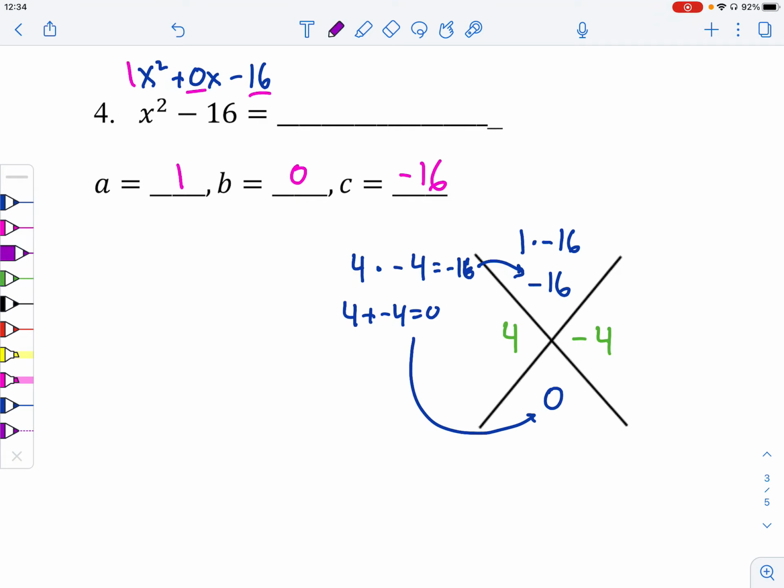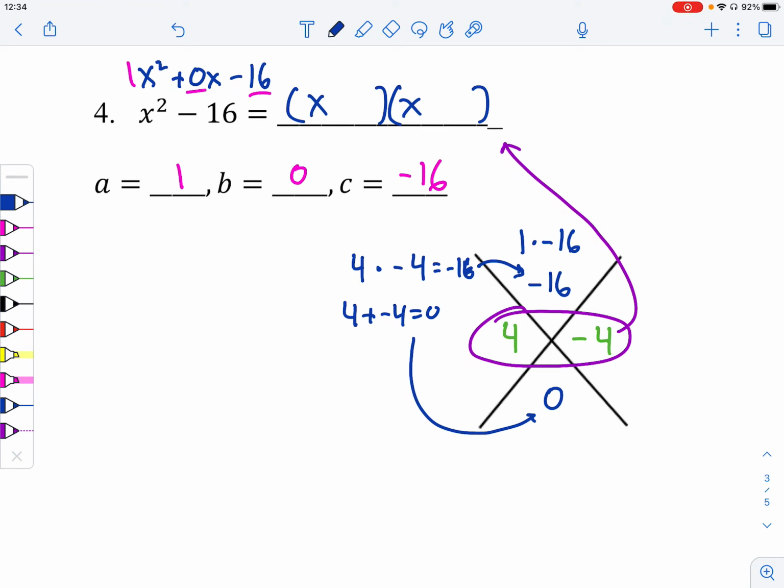Okay, and we just put that in our answer. That's it. So we put it up here. We're going to write our factors out. So two factors, x, x, automatic. Just write that in there. And we just put our numbers in. Positive 4, negative 4. So plus 4, negative 4. And that's our answer.